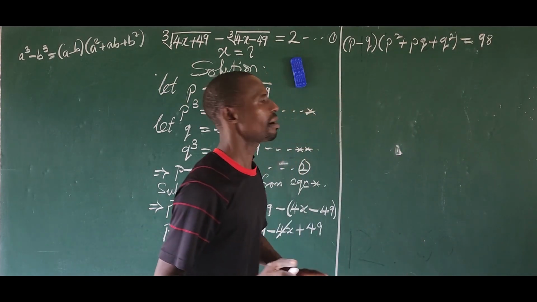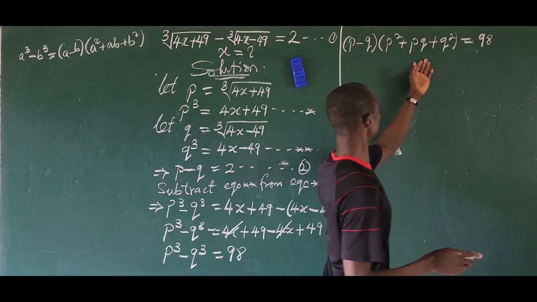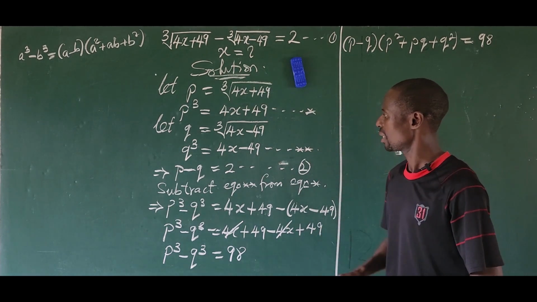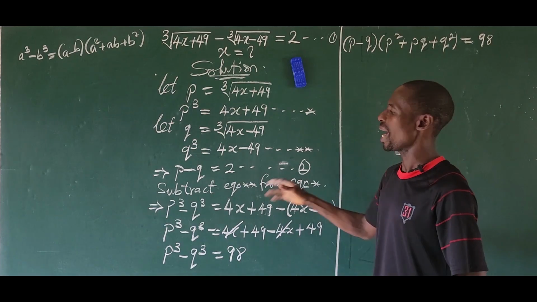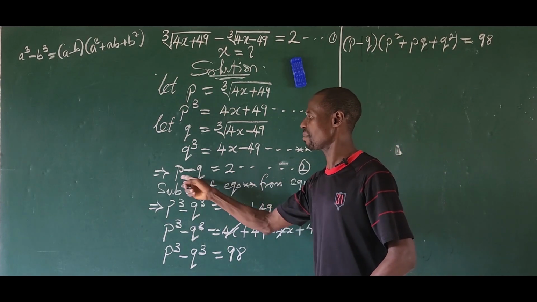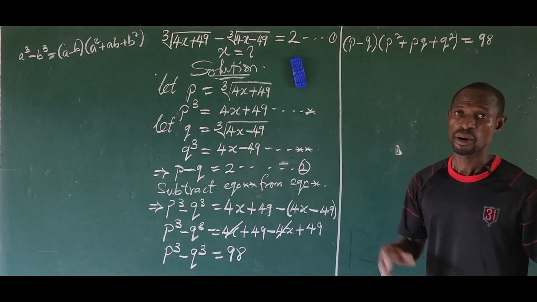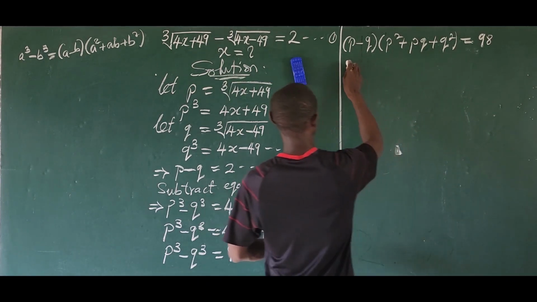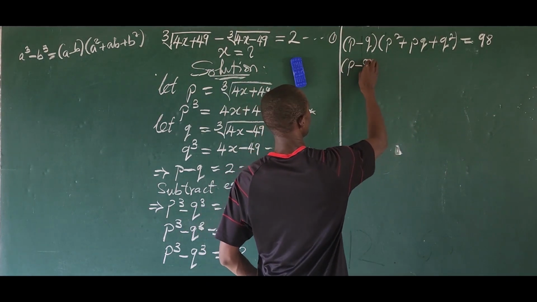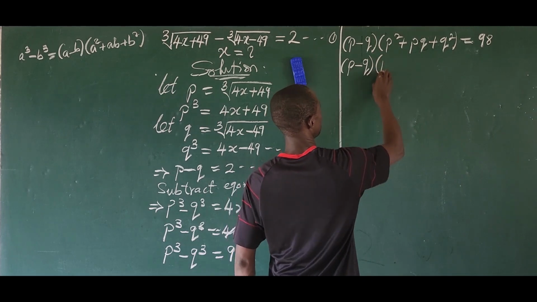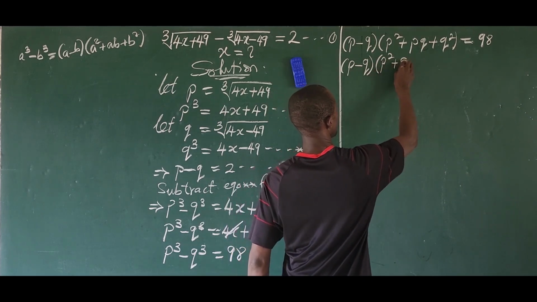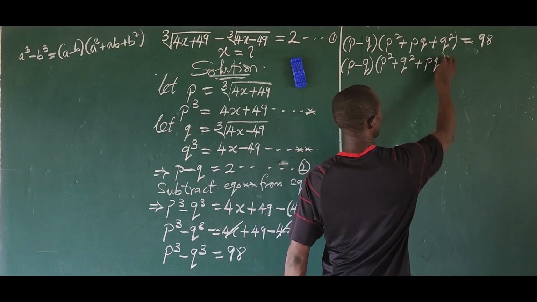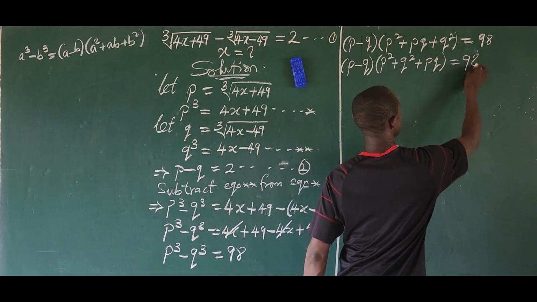Wow. Now, if you look at this expression closely, you'll discover we have P minus Q already. Look at it here as our equation 2, and it has a numerical value: P minus Q is equal to 2. Now we can rewrite this expression to give us (P minus Q)(P to the power of 2 plus Q to the power of 2 plus PQ) equal to 98.